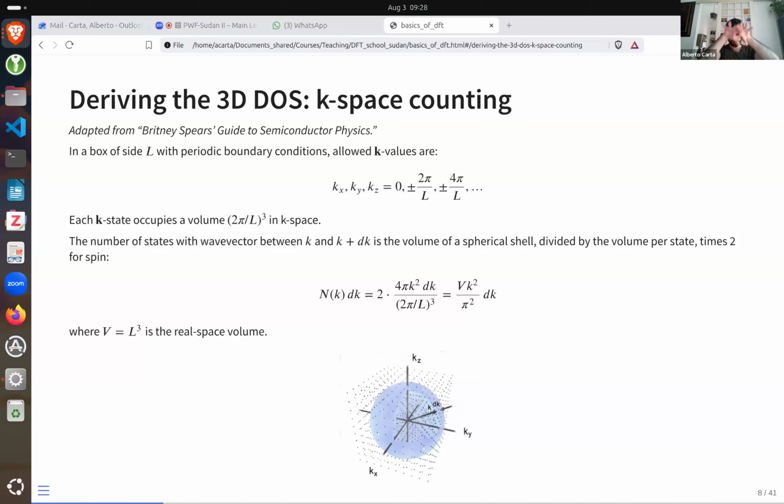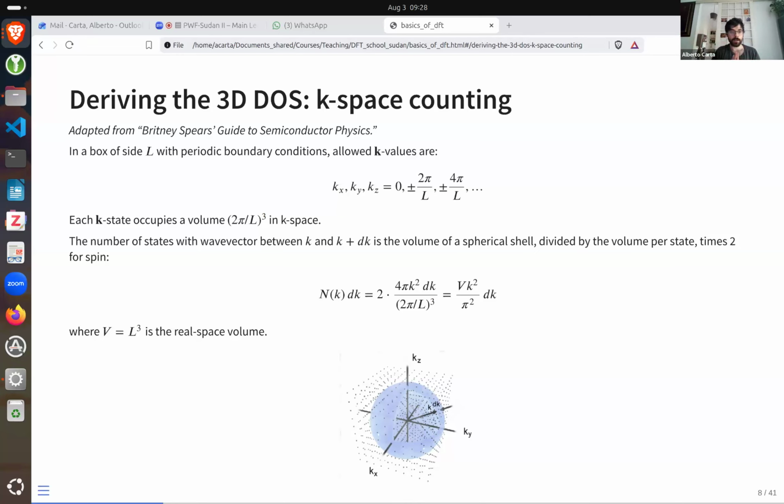The idea is to take this sphere at a particular wave vector k. It doesn't matter which direction exactly I pick, since it's a sphere. Then, in order to count the number of states, I'm going to increase this sphere by a tiny little bit, going from k to k plus dk, and count how many states fall into this increase of the shell.